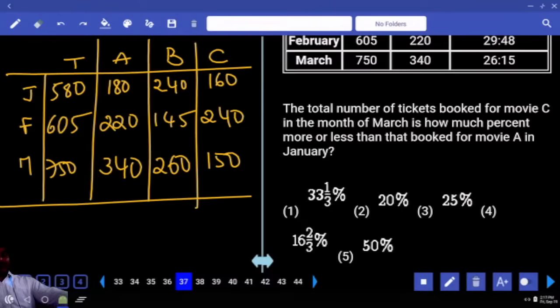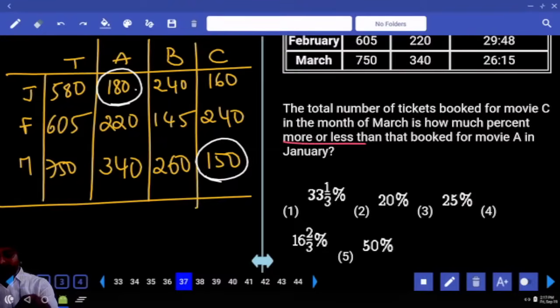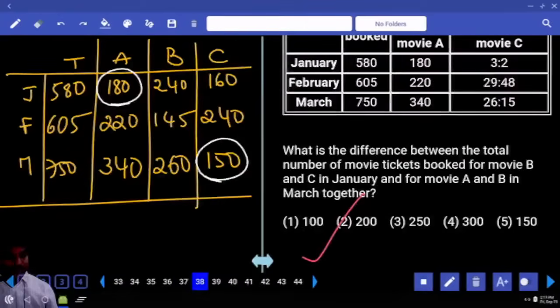Total number of tickets booked for movie C in the month of March is how much percentage more or less than that booked for movie A in January? A in January, 180. C in the month of March, what percent more or less? That's the question. 150 is less. How much less? 30 less, from fraction 1 by 6. 1/6, 16 2 by 3 percentage.